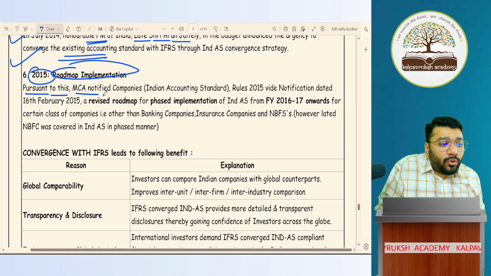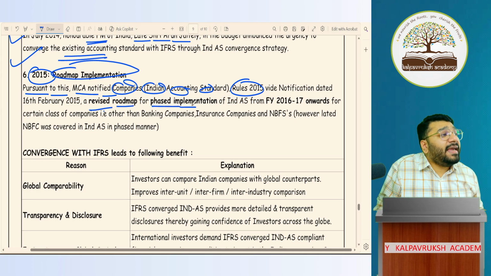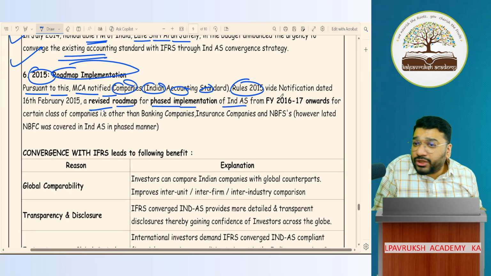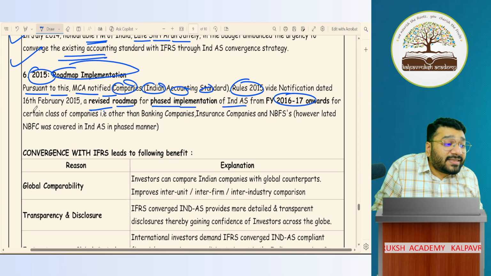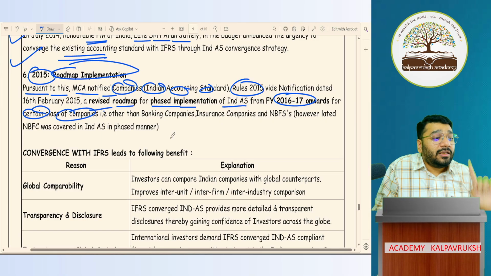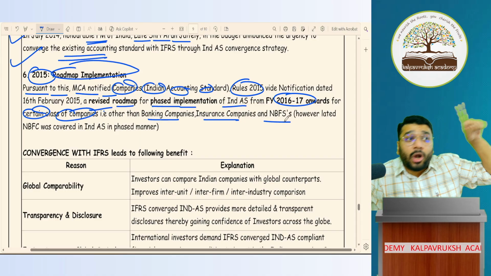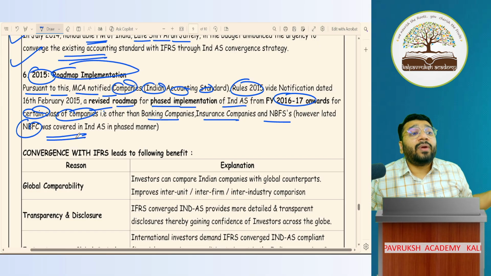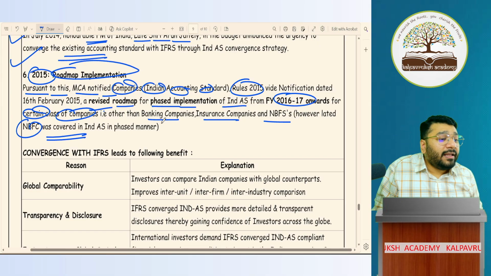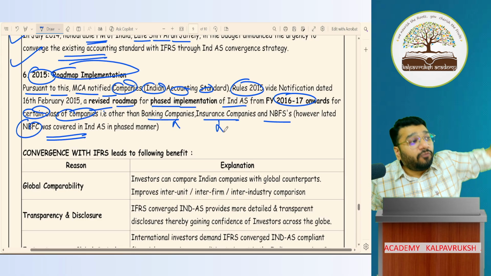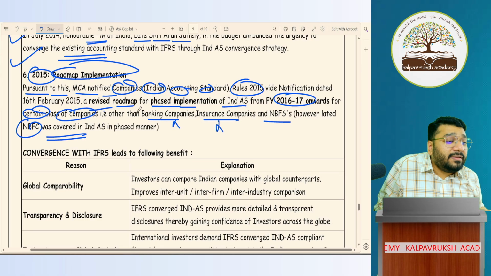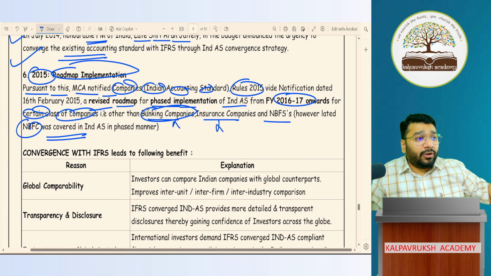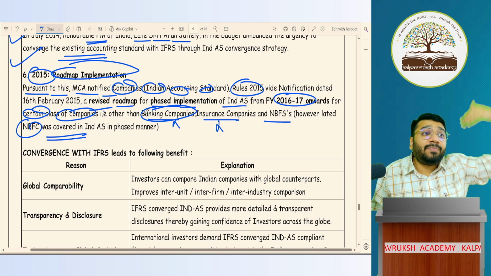Pursuant to this, MCA notified under the Companies (Indian Accounting Standards) Rules, 2015 a revised roadmap for phased implementation of Ind AS from the financial year 16-17 onwards for only certain classes of companies. Here, banking companies, insurance companies, and NBFCs are not covered. However, NBFCs were covered in Ind AS in the subsequent phases. However, till today, banking companies and insurance companies are out of the purview of Ind AS because these are regulated by different authorities. So they have to prepare the financial reporting as per their regulators.